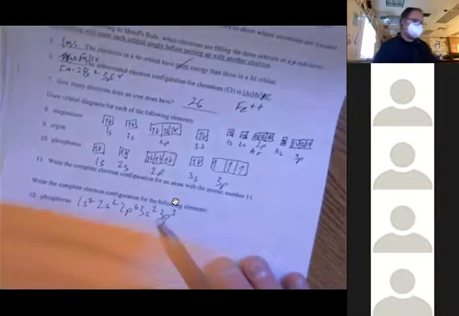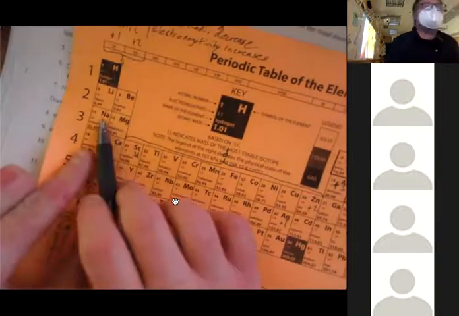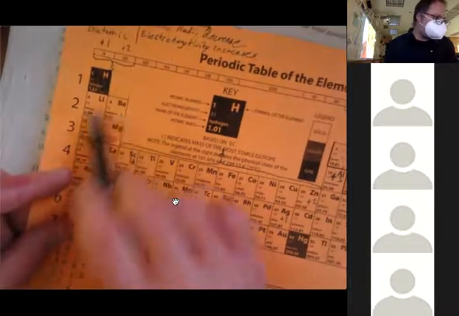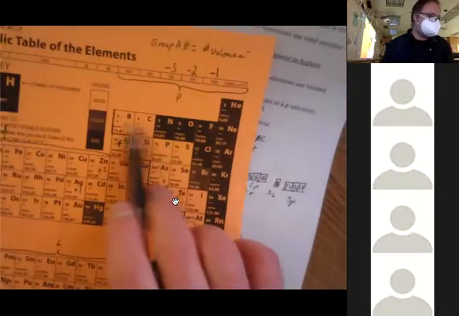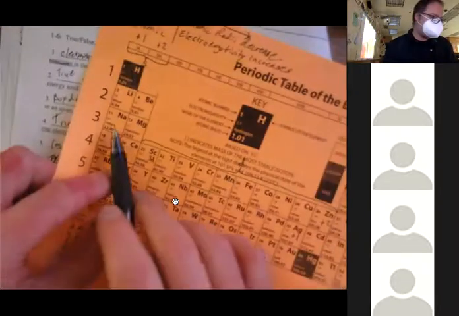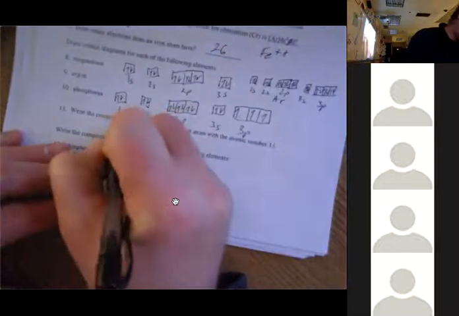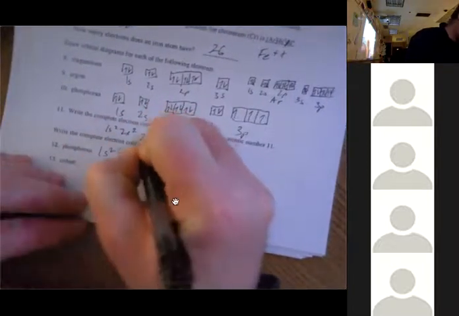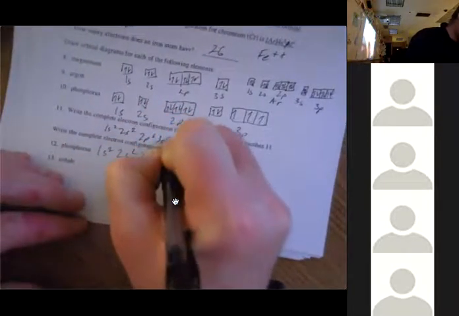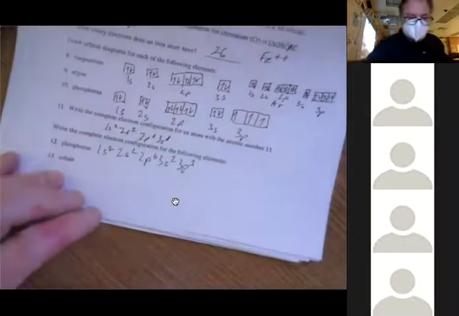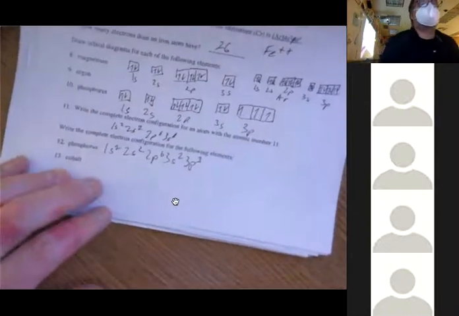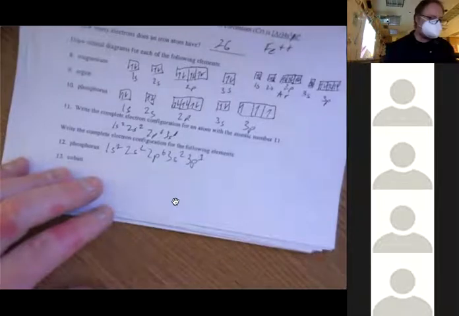Write the complete electron configuration for an element with an atomic number of 11. So 11 is here. So we have 1s2, 2s2, 2p6, 3s1 for 11. 1s2, 2s2, 2p6, 3s1.